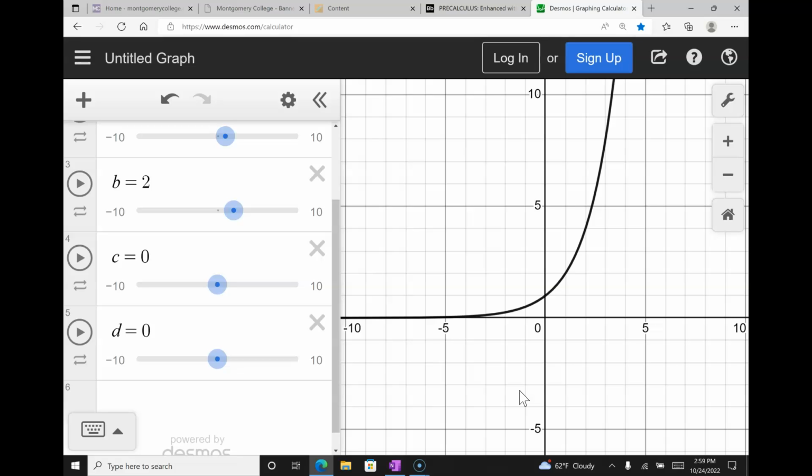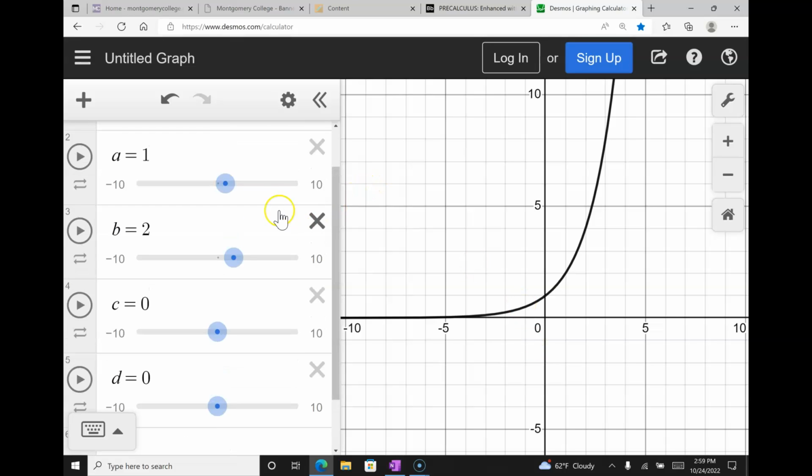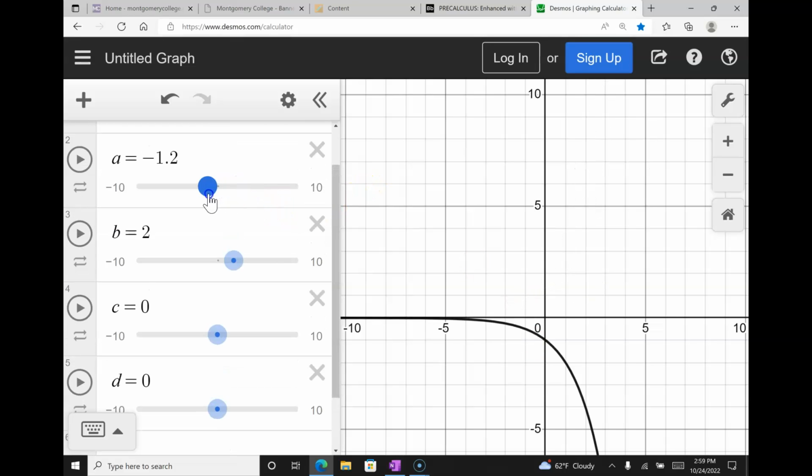So, what happens if we start moving things around a little bit, right? What if we let A be negative? Right? So now I'm reflecting everything. All the positive y's become negative y's, right? Yes, you with me?